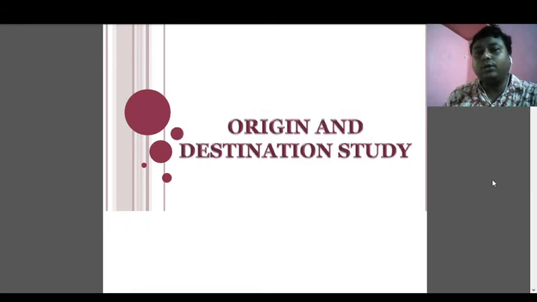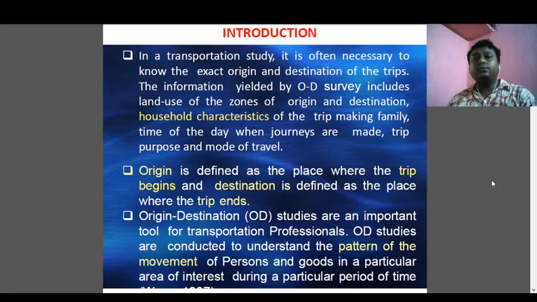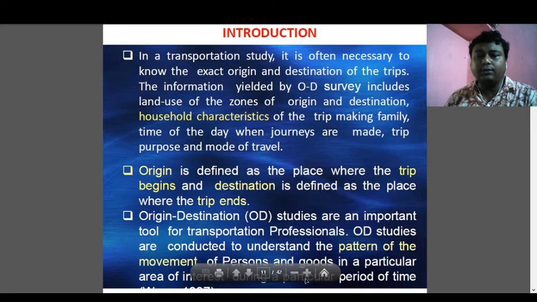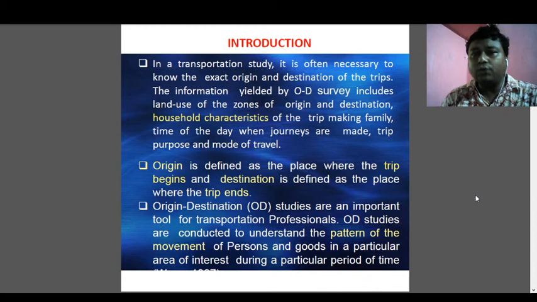Next we will go to the origin and destination survey. So what is origin and destination? Let us first give some introduction. In a transportation study, it is often necessary to know the exact origin and destination of a trip. The information yielded by an O&D survey includes land use of zones of origins and destinations, household characteristics of trip-making families, time of day when the journeys are made, trip purpose, and mode of travel. So basically the O&D survey is to find out the details about the trip.